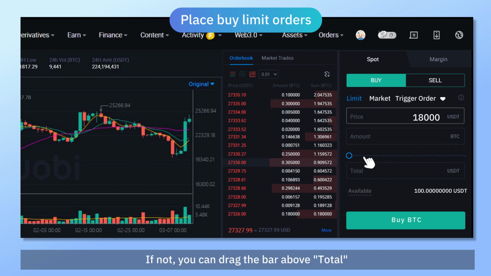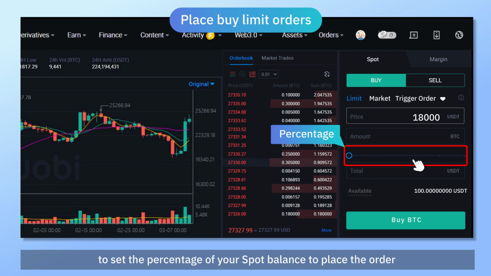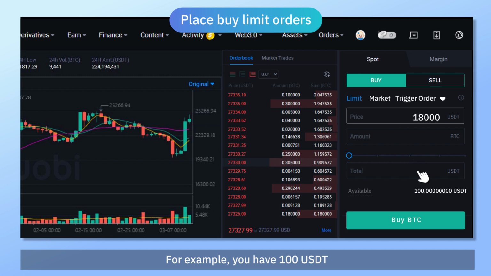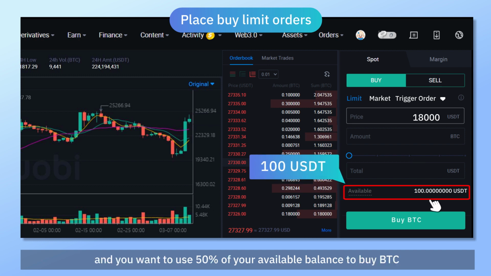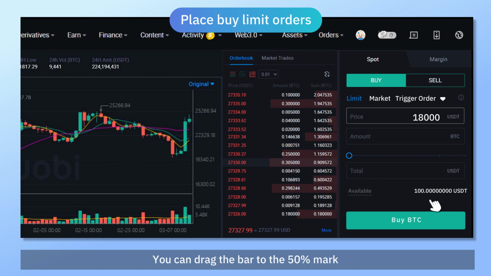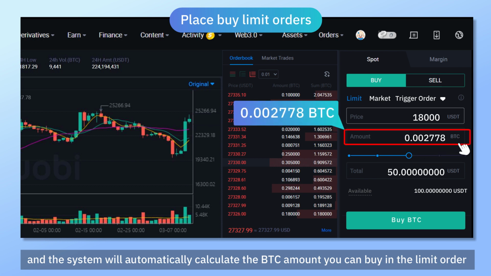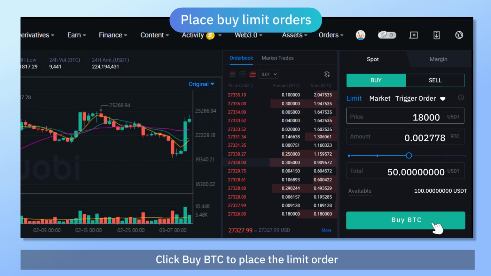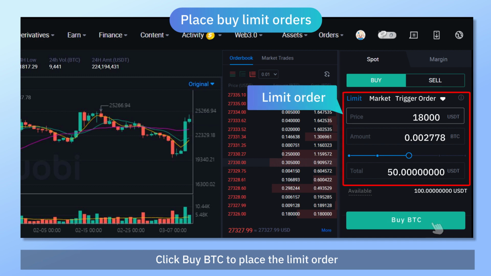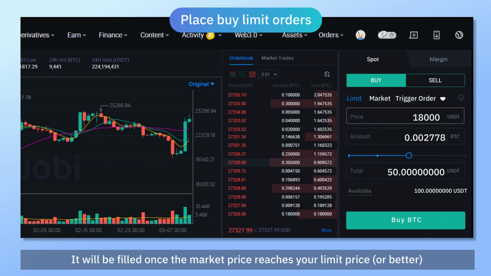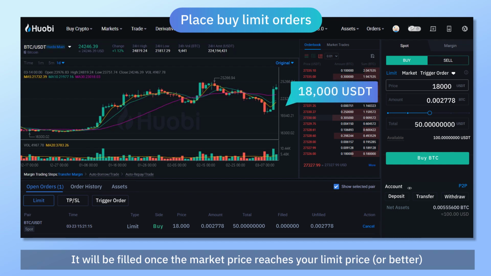Alternatively, you can drag the bar above Total to set the percentage of your spot balance to place the order. For example, you have 100 USDT and you want to use 50% of your available balance to buy BTC. You can drag the bar to the 50% mark and the system will automatically calculate the BTC amount you can buy in the limit order. Click Buy BTC to place the limit order. It will be filled once the market price reaches your limit price or better.